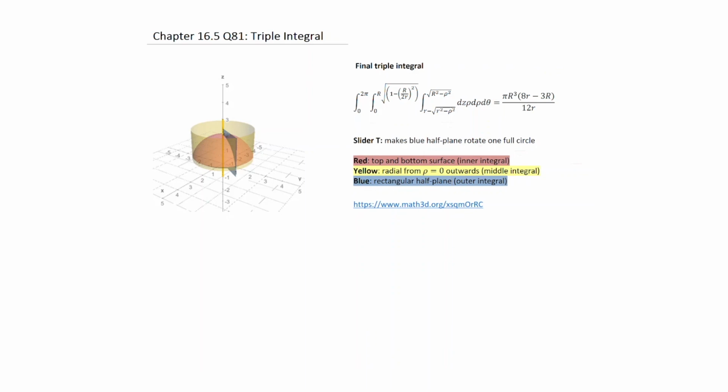So in this case, we would end up with surfaces that look like this, which for theta would have this rectangular plate, which would complete a full circle, and you can use slider T to do that for you. You have the upper surface here. The lower surface is not quite visible, but it's underneath. Again, if you click on this link here, you'll be able to get a better view of it. And then, of course, the middle integral, which would be this outer cylindrical surface.